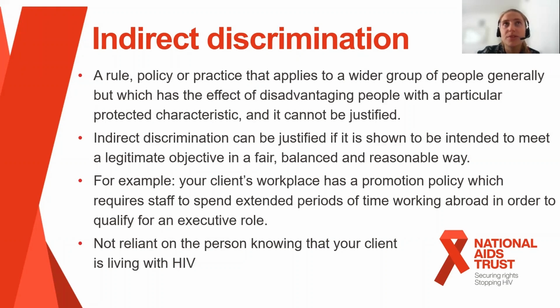But an example of a policy which can be justified is a taxi company requiring their drivers to not be visually impaired. But an important thing to remember is that for complaints of indirect discrimination, the organisation or the person discriminating doesn't need to know that the complainant is living with HIV. The policy or rule has to apply to everyone in the same way. So if something only applies to people who all have the same protected characteristic, it would be direct discrimination.